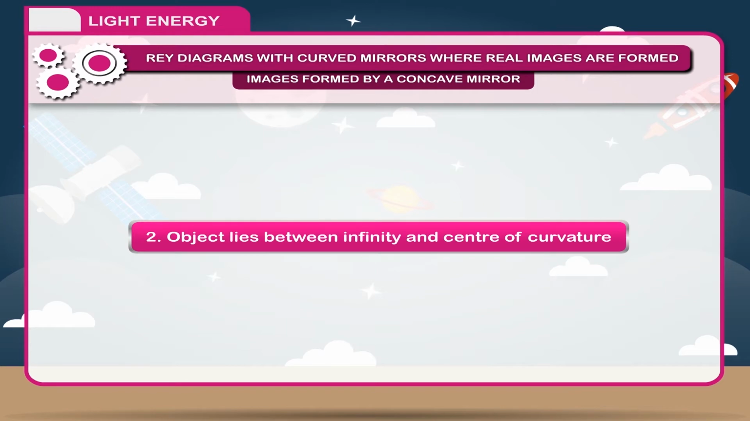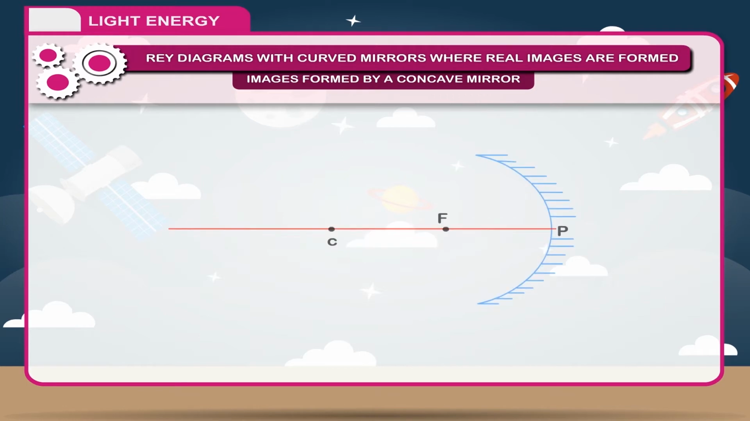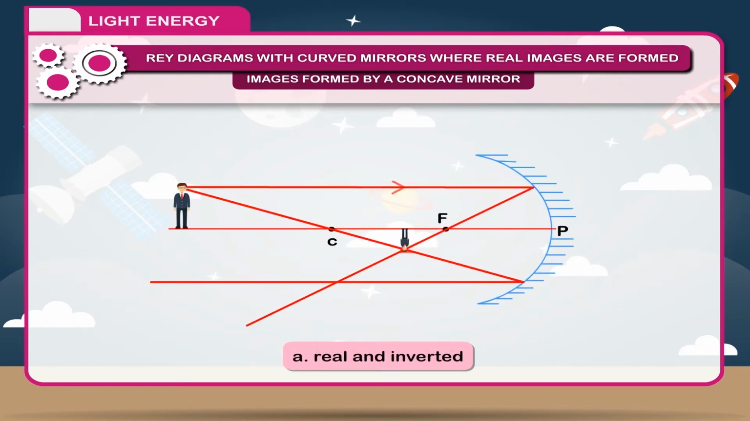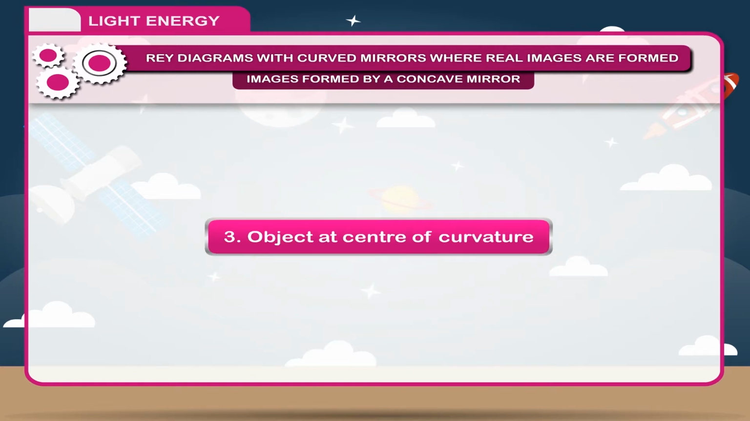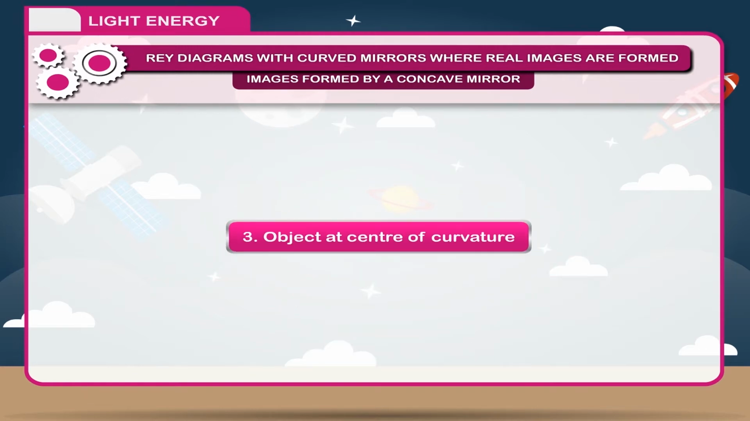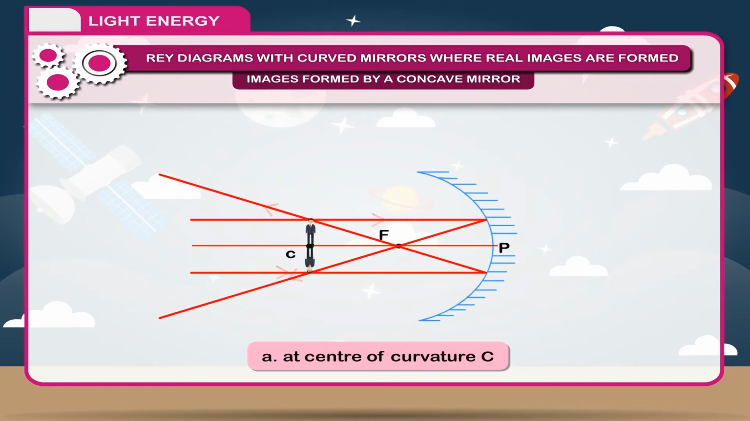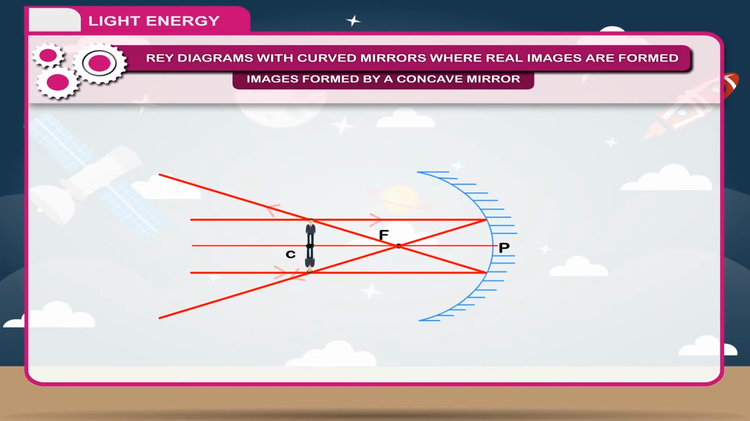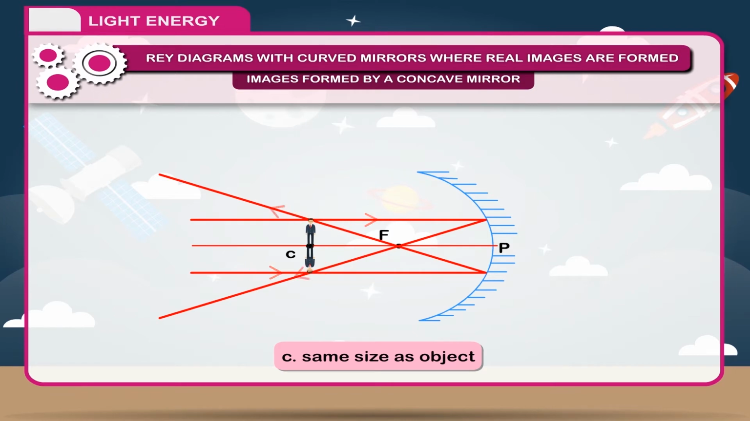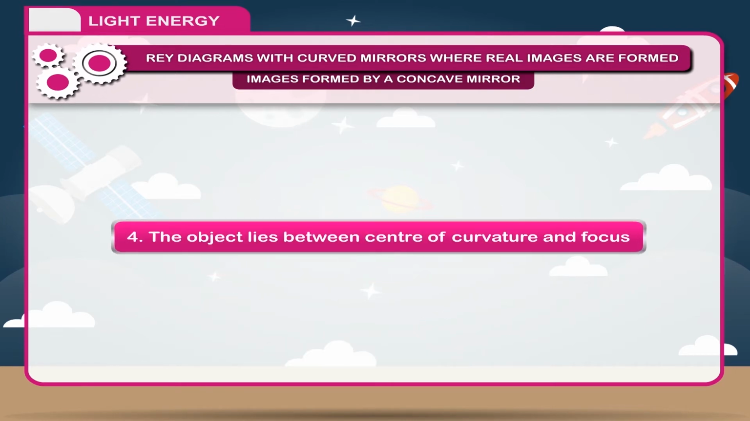2. Object lies between infinity and center of curvature. The image formed is: A. Real and inverted. B. Between C and F. C. Smaller than object. 3. Object at center of curvature. The image formed is: A. At center of curvature C. B. Real and inverted. C. Same size as object.